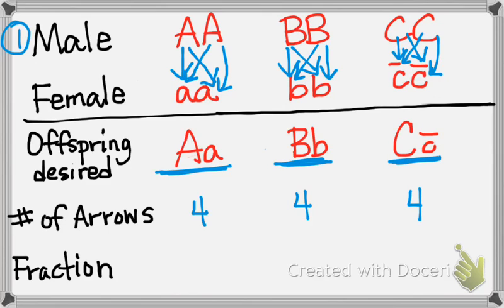So your fraction on these would be 4/4, which is equal to 1. Again, 4/4, which is equal to 1. 4/4, which is equal to 1. So you have 1 times 1 times 1, which equals 1. So in percentages, that is 100% of their children are going to have this genotype. They're going to be heterozygous for all 3 traits.